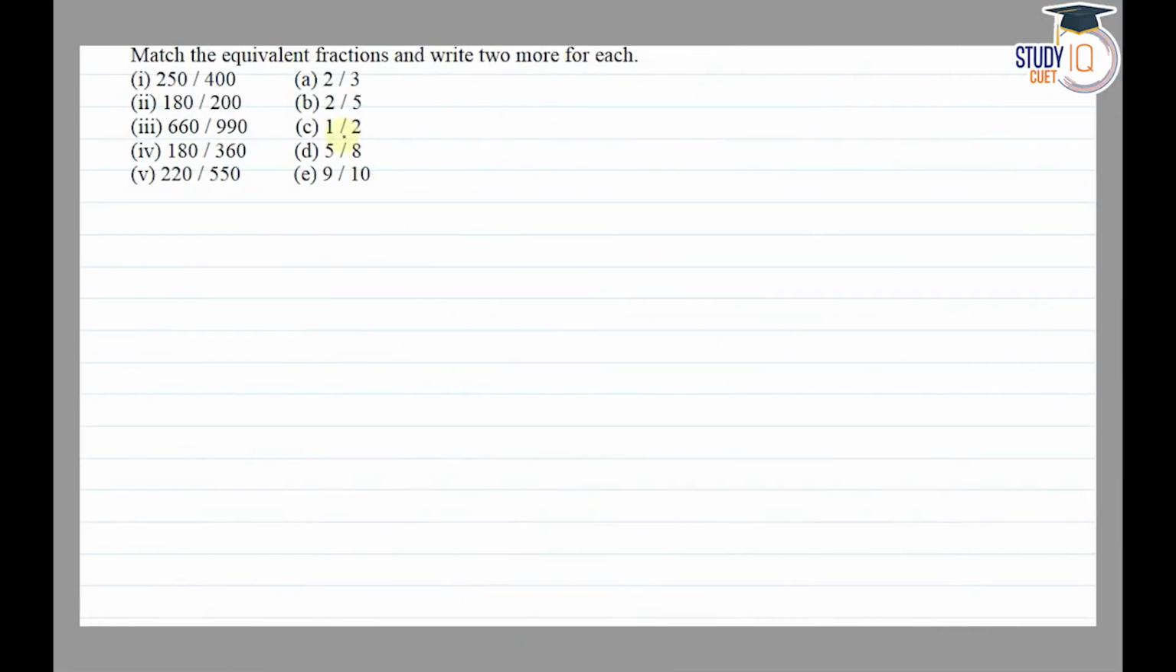Hello everyone, this question appears in Class 6 NCERT chapter of fractions. This is 9th question of its exercise 7.3. So the question says that match the equivalent fractions and write two more for each.